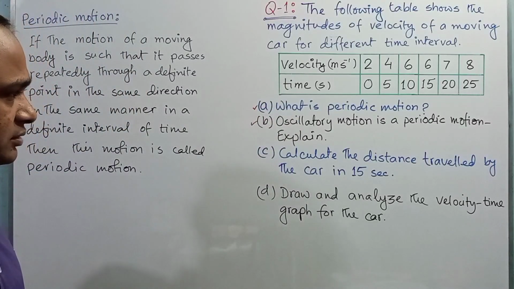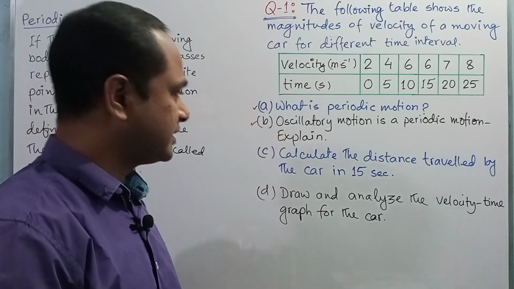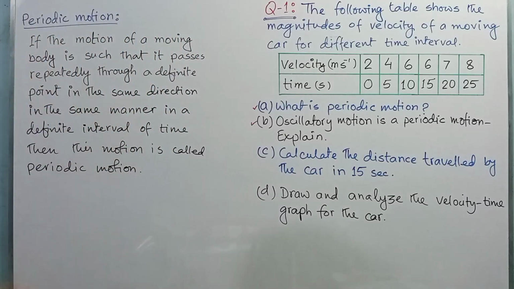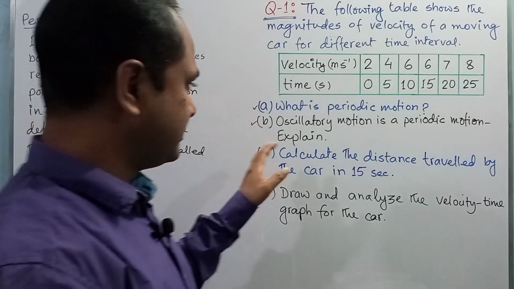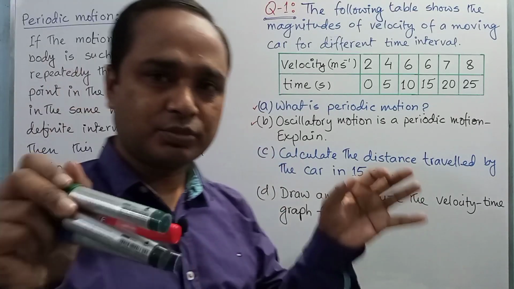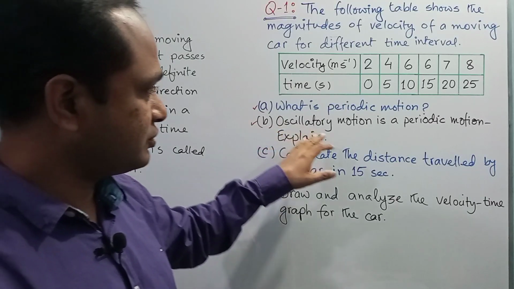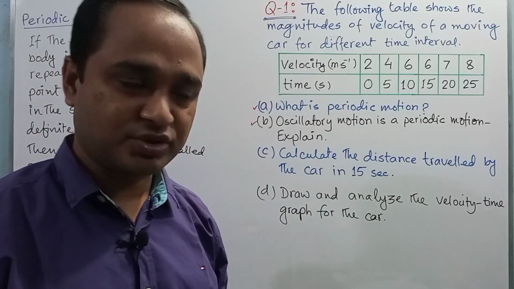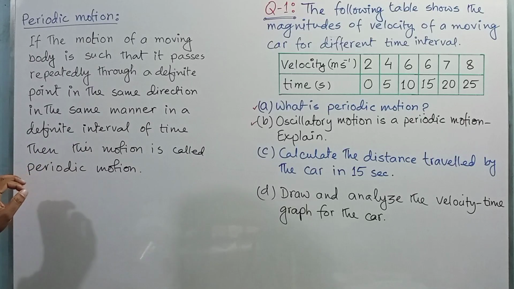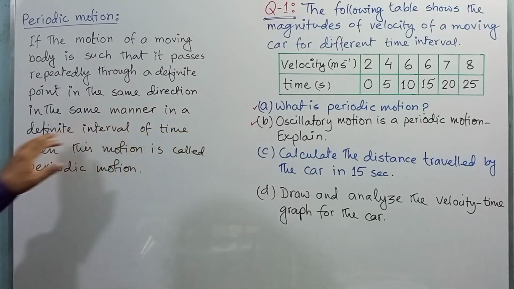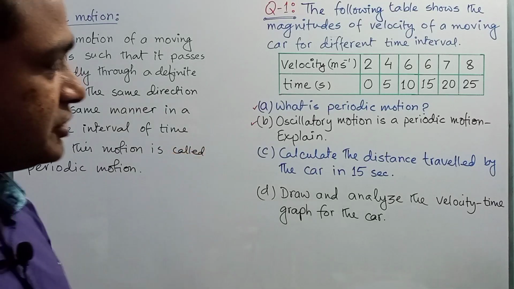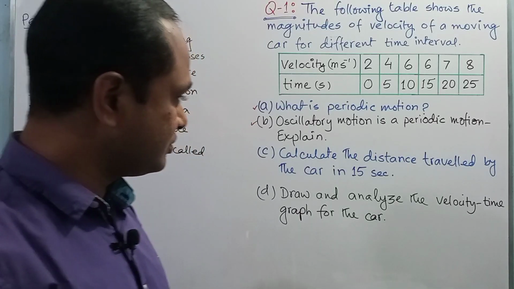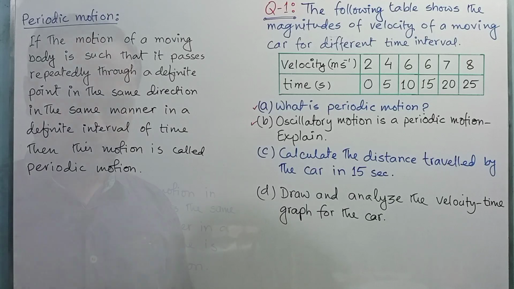Now we are going to explain that oscillatory motion is a periodic motion. Dear student, already we have defined what periodic motion is. Now we have to give the definition of oscillatory motion, and from the properties of these two motions, we can explain that oscillatory motion is nothing but a periodic motion, because periodic motion is related with time. Right? In the definition we see that in a definite interval of time. So oscillatory motion is also related with time. It takes a regular interval of time. So now we are going to write the definition of oscillatory motion.